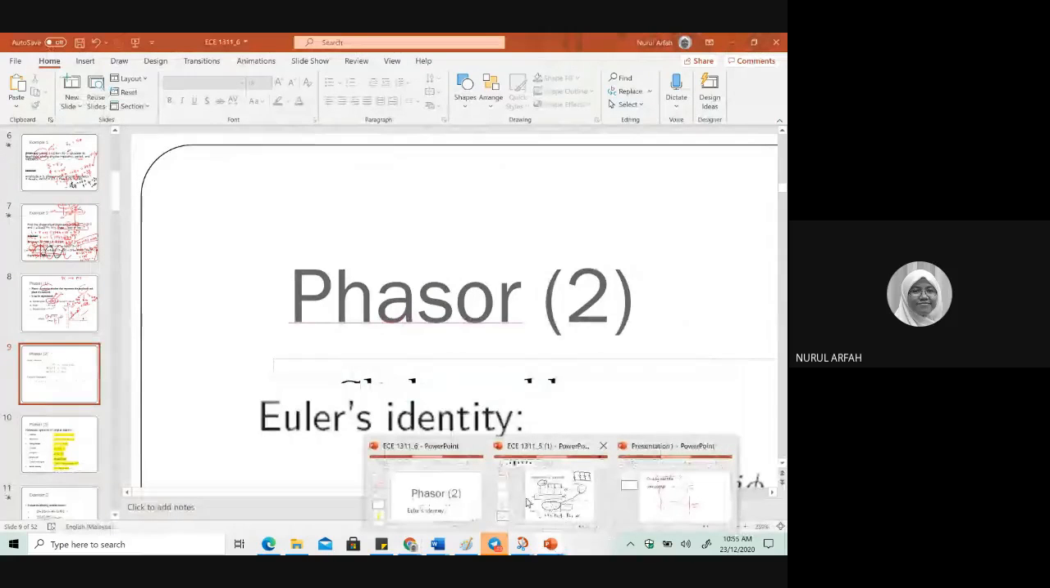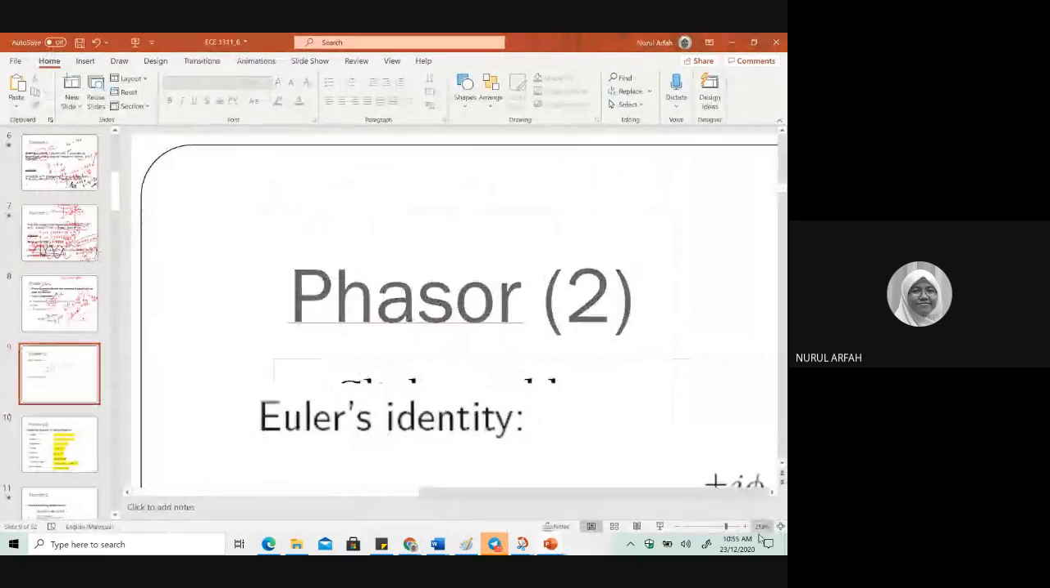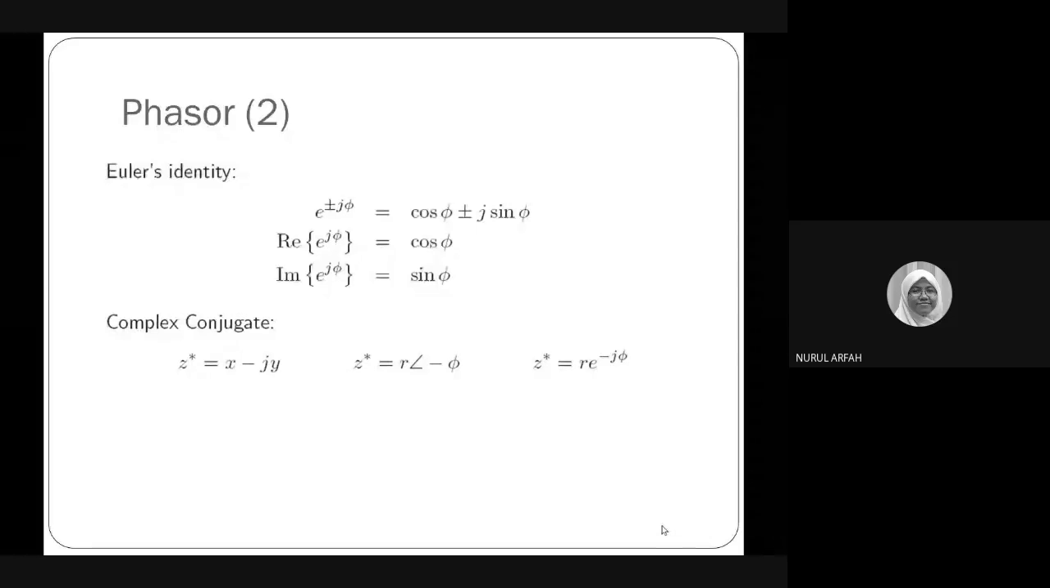Do you have any question before we move to Euler's identity? Any question? No? Right? Okay.